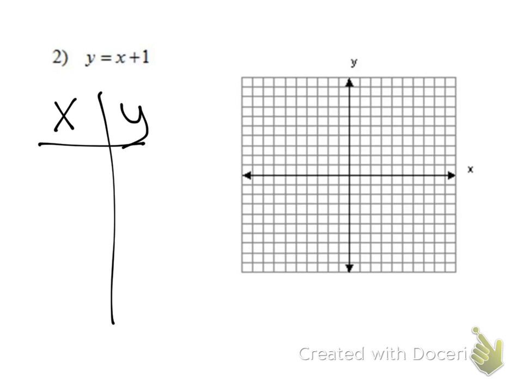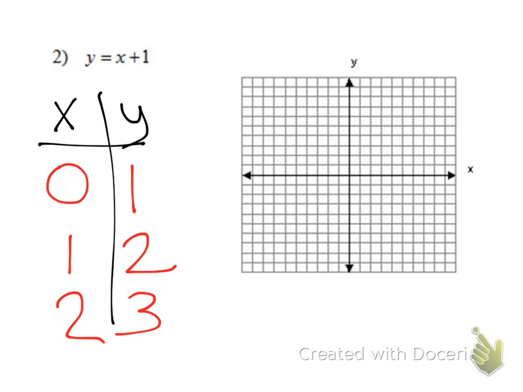What do I plug in for X here? 0, 1, 2. I'm not even going to write these out. What is 0 plus 1? 1. What is 1 plus 1? What is 2 plus 1? And then you just graph those three ordered pairs.